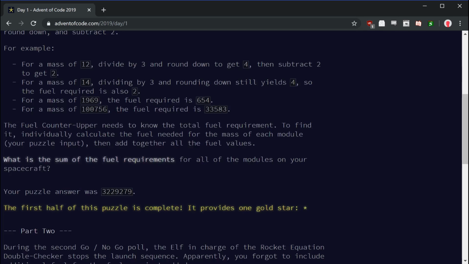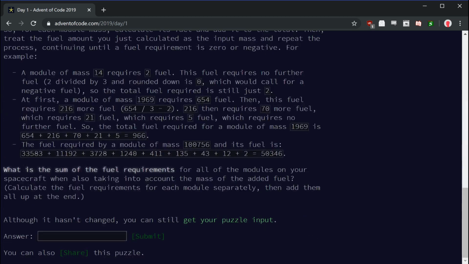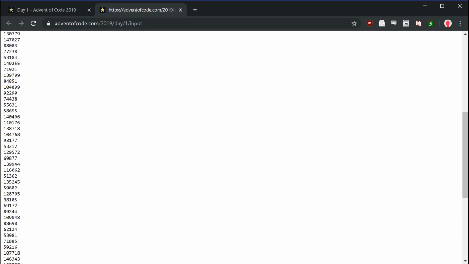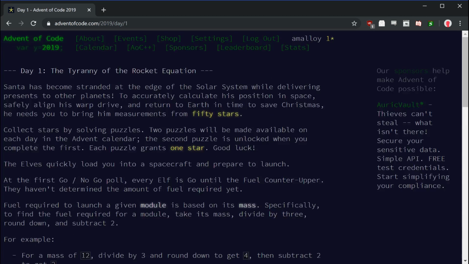We can go look at my input. No peeking, this is part 2. And it looks like this, right? A bunch of large numbers, as you might guess. It's a very heavy rocket.